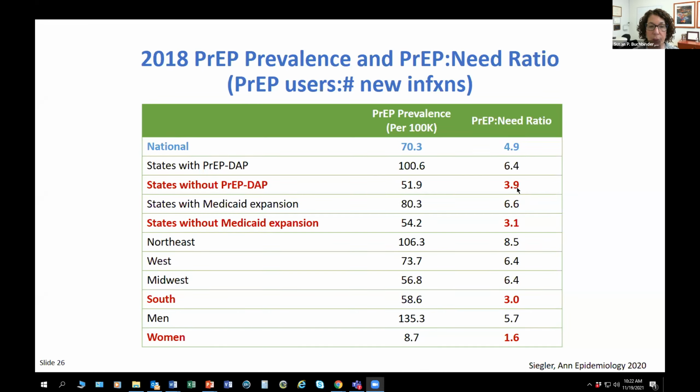If you look at states with and without PrEP-DAP, like an ADAP program, there were 13 states plus Washington, D.C. with PrEP-DAP, and they had a 6.4 PrEP to need ratio. Those without PrEP-DAP only had a 3.9 PrEP to need ratio. States without Medicaid expansion also were substantially lower, as were states in the South of the United States, where more than half of the new infections are occurring. And 1.6 is the PrEP to need ratio for women. So we really need to ramp up our coverage for women.